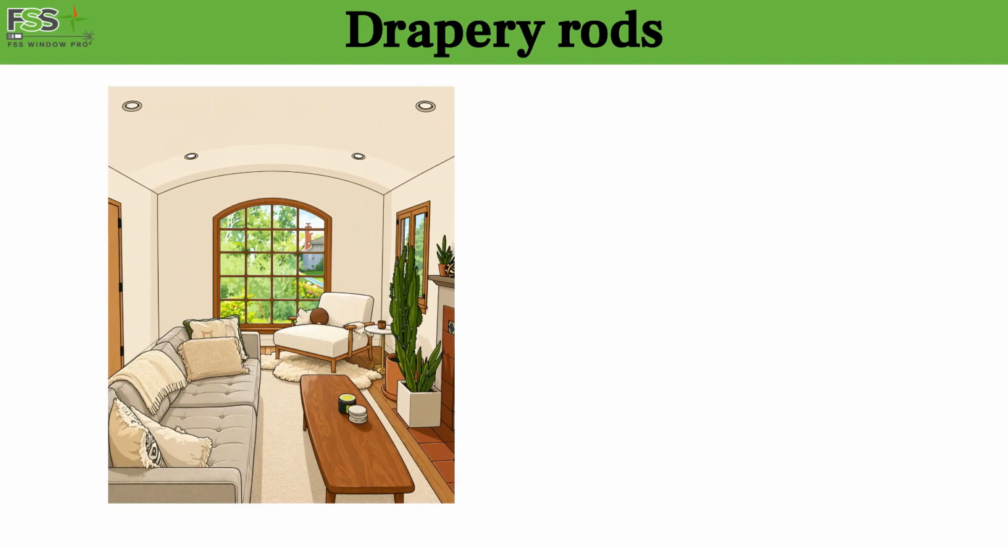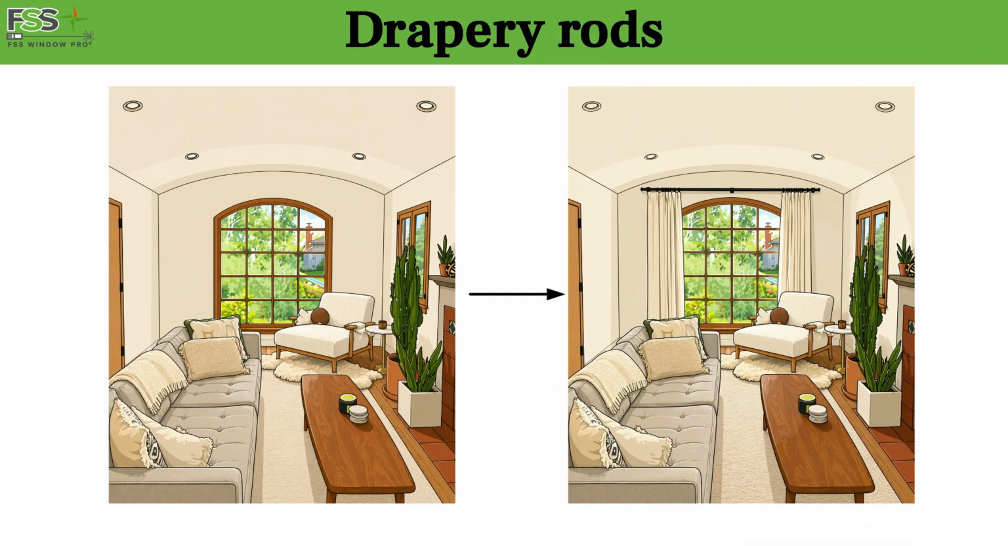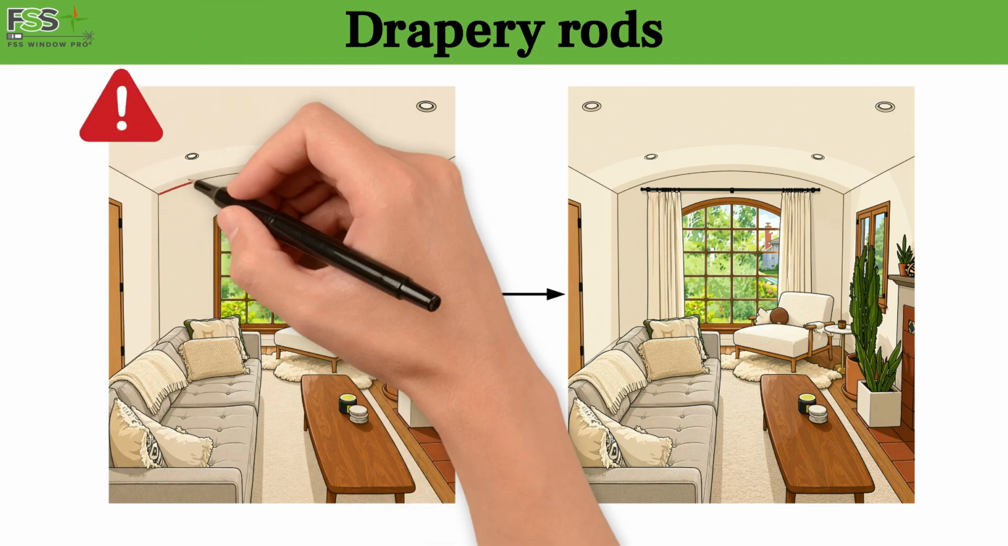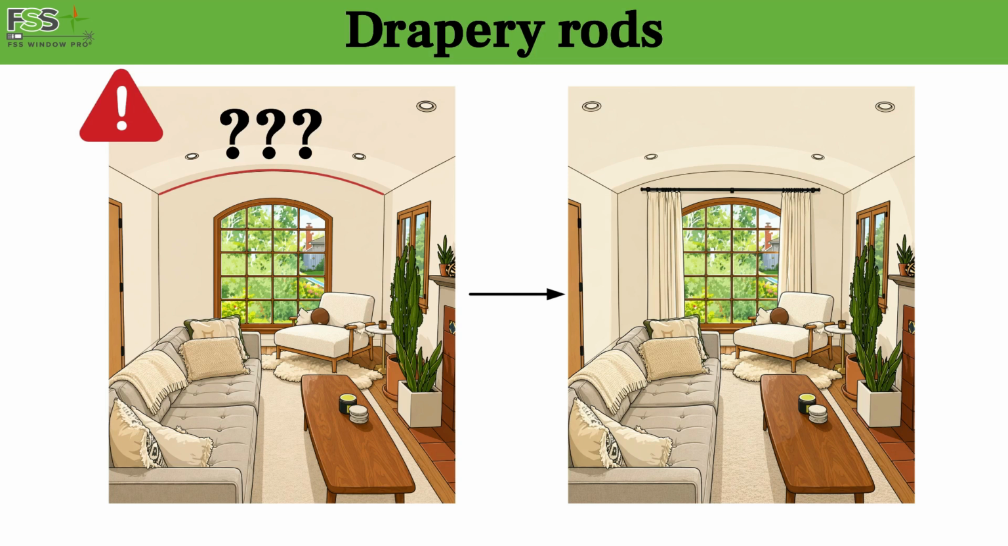In this example, we're in a living room where the customer doesn't currently have any window treatments. They're thinking about adding draperies, something like what you see in this reference image. But there's a challenge. Because of the arched ceiling, they're not quite sure where the drapery rod should go.